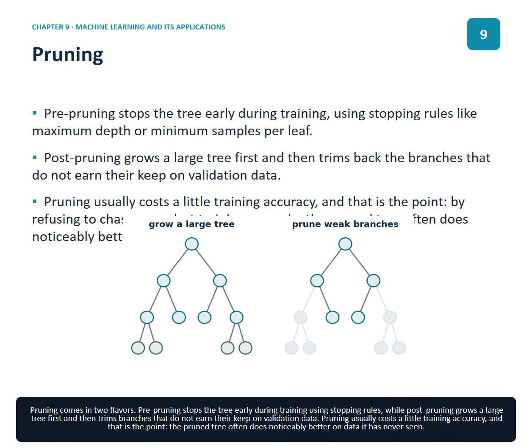Pruning comes in two flavors. Pre-pruning stops the tree early during training using stopping rules, while post-pruning grows a large tree first and then trims branches that do not earn their keep on validation data. Pruning usually costs a little training accuracy, and that is the point. The pruned tree often does noticeably better on data it has never seen.